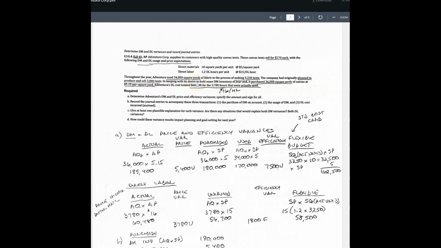So in keeping with the desire to hold some inventory on hand, it purchased 36,000 square yards of canvas at $5.15 a yard. So they purchased 36,000, but they used 34,000.